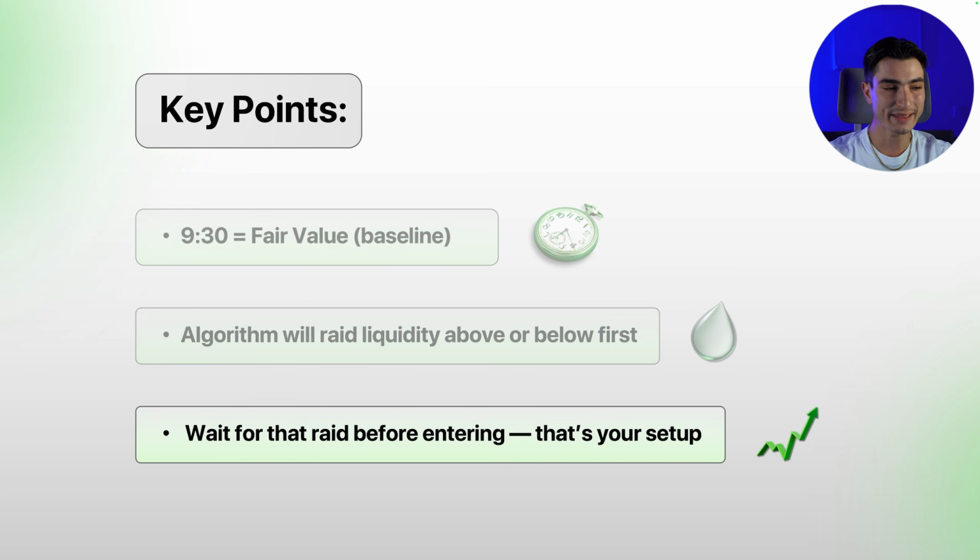You want to wait for the raid before entering. That's your setup. So you don't want to enter before the liquidity. You want to wait for the liquidity to get taken, wait for them to put retail on the wrong side because they're chasing the market at 9:30. Wait for them to put them on the wrong side, and then they're going to rake them across the coals and attack the opposing liquidity. That's your setup. Because in these markets, either you're the one doing the hunting or you're being hunted.